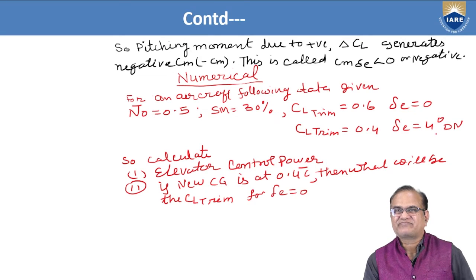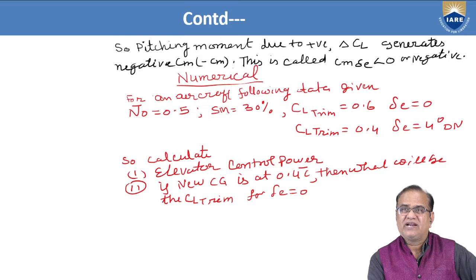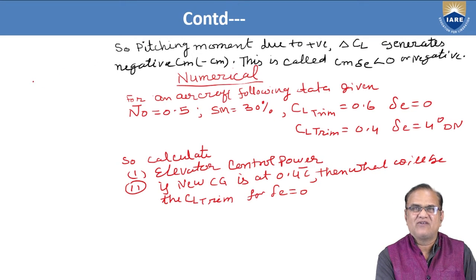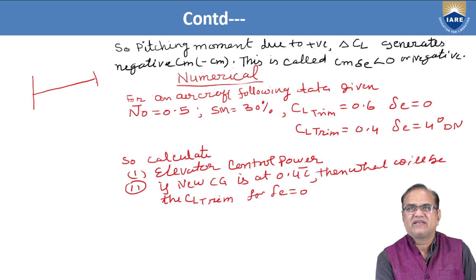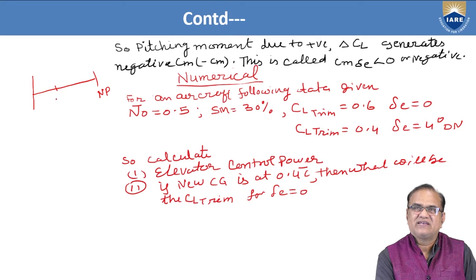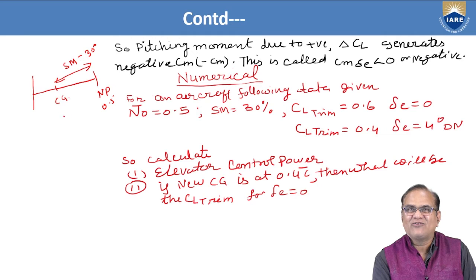We have to understand that here static margin is given as 30%. So we should understand the physics of this problem. Here neutral point is given, SM is given. So what is the SM and neutral point? I will just explain. This is the neutral point and this is the CG and this is called the SM, and this is given 30%. This is given 0.5. So we have to find out what is the location of CG.